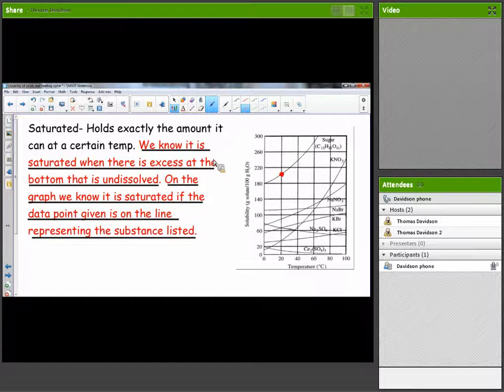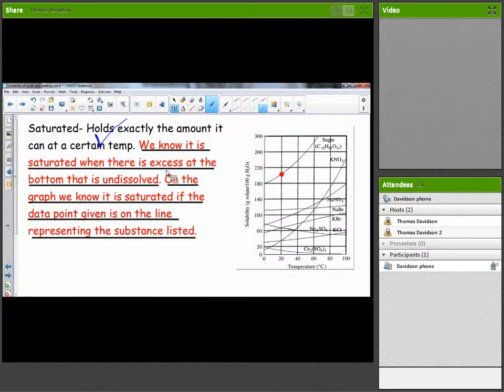That I ask this 3 different ways? Here are the 3 different ways. They're listed almost in order. One is a matching term. The definition of saturated is a solution that holds exactly the amount it can at a certain temperature.